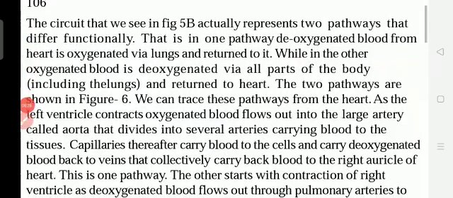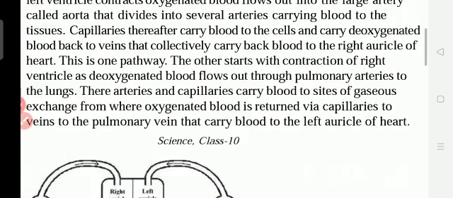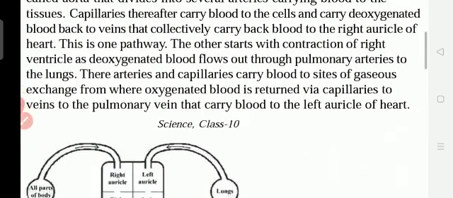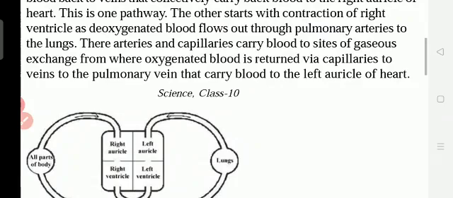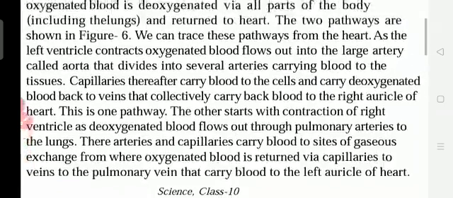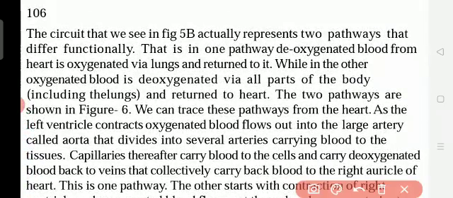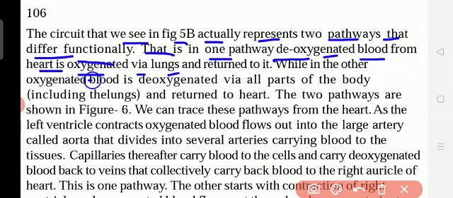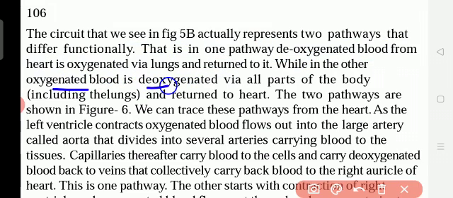Pulmonary artery and pulmonary vein are connected to the lungs. Arteries and veins are connected to the heart. Connected to the lungs and the heart. Veins are connected to all parts of the body and the heart. So these are two pathways. Which carries the oxygenated and deoxygenated blood? Understand? So here I will read once.